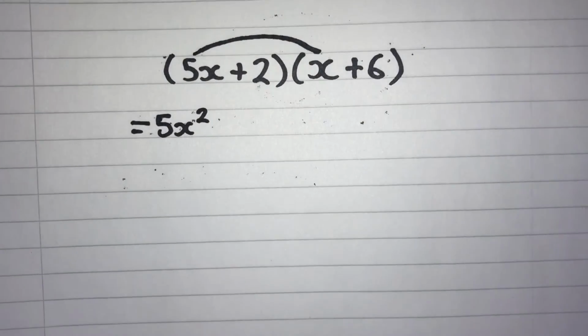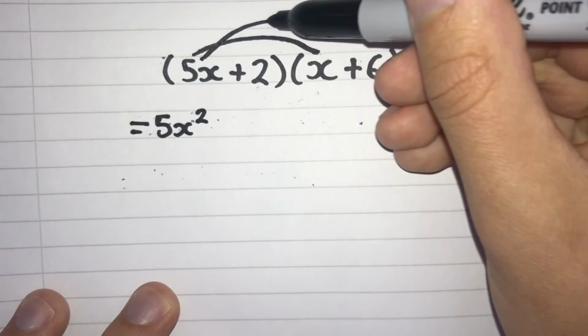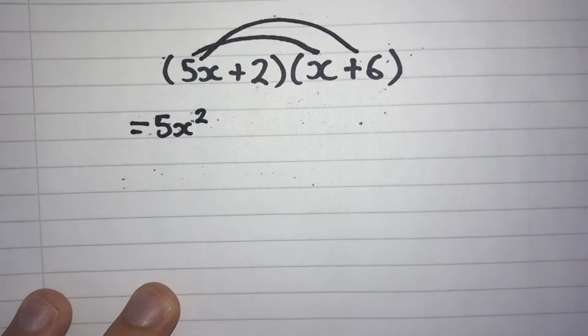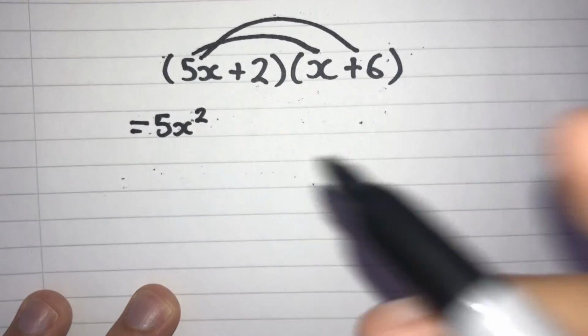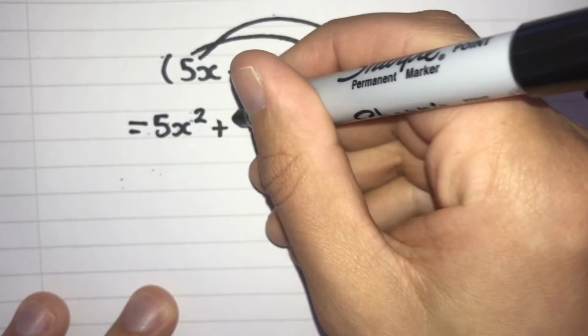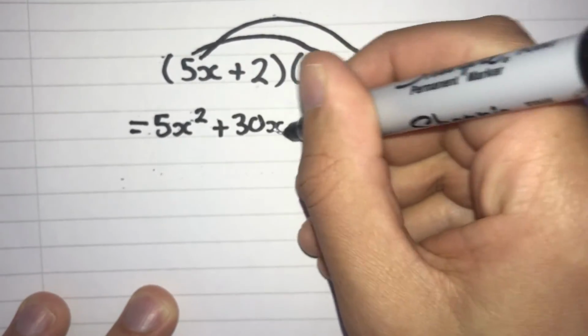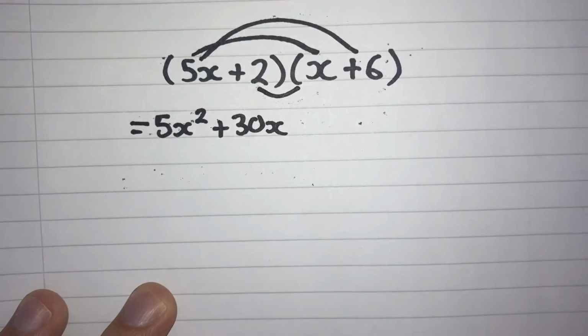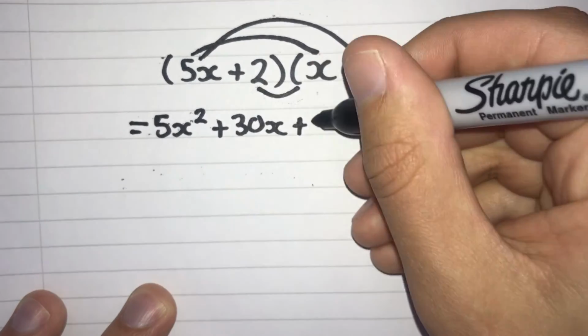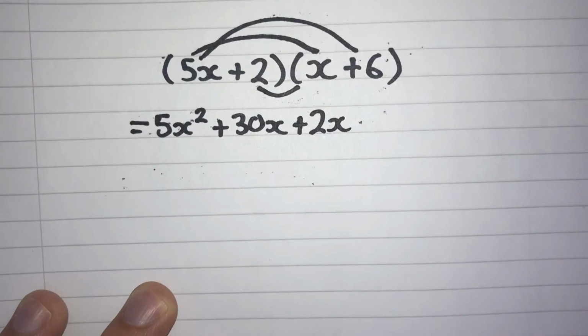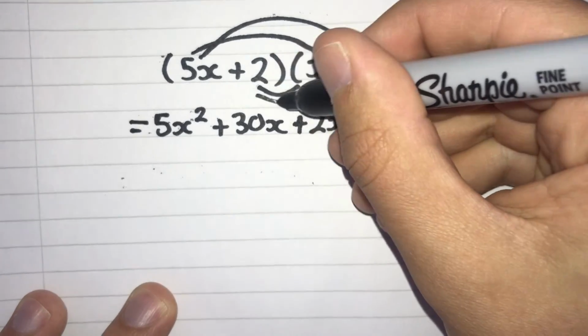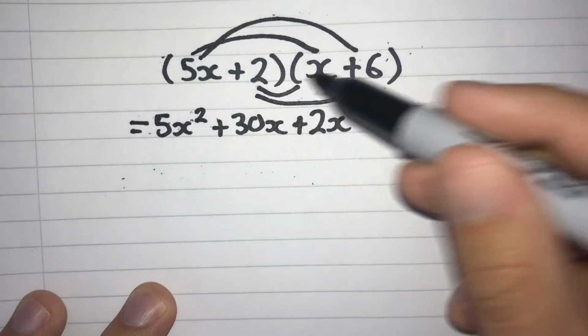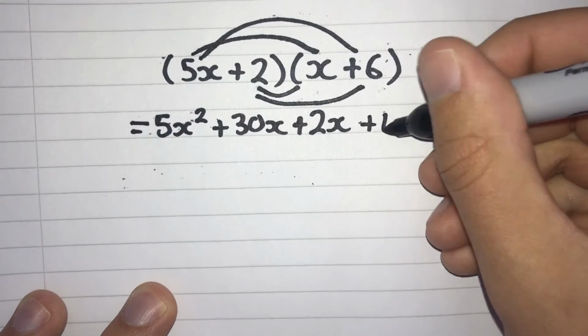Now we have to do our outers. That's going to be 5x multiplied by this positive 6. 5 times 6 gives us 30, so we have 30x. Now our inners, well, that's 2 and an x. 2 times x will give us 2x. And finally our lasts, 2 and 6. 2 times 6 gives us 12.